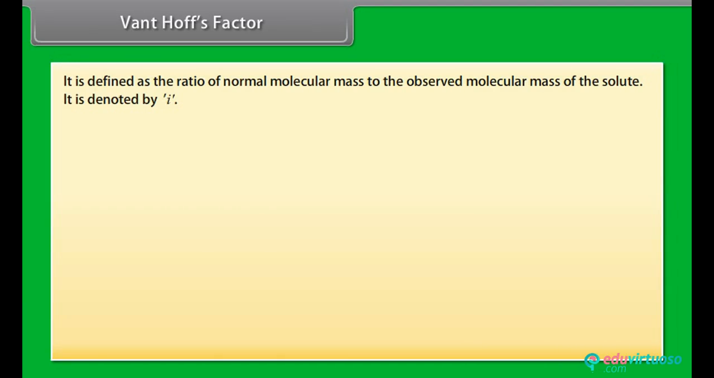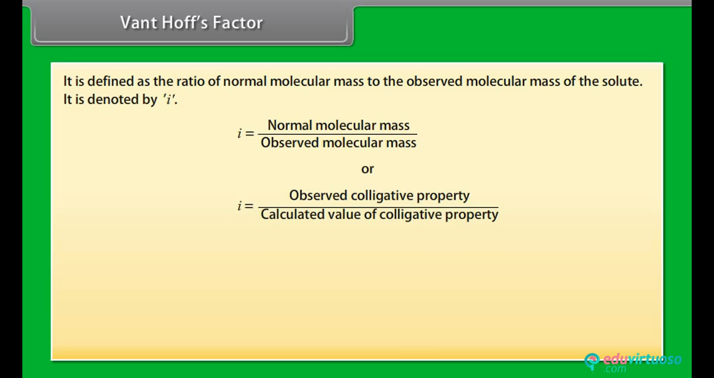Van't Hoff's factor. It is defined as the ratio of normal molecular mass to the observed molecular mass of the solute. It is denoted by i. i is equal to normal molecular mass divided by observed molecular mass, or i is equal to observed colligative property divided by calculated value of colligative property.